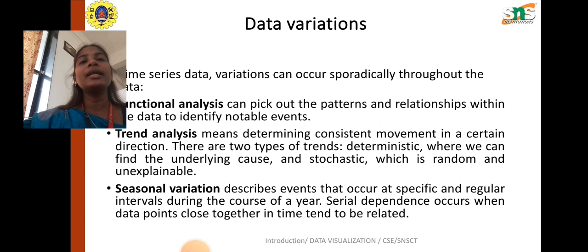The next one is data variation. The first one is functional analysis, the second is trend analysis, and the third is seasonal analysis. Functional analysis can pick out patterns and relationships within the data, so we can identify notable events: this may happen, that may happen, and we note the data. The second one is trend analysis, where we can give a specific direction: in this particular season this may happen. Based on the trend, cause and effect, the data will be presented. The third one is seasonal data, and the best example is weather-related data.